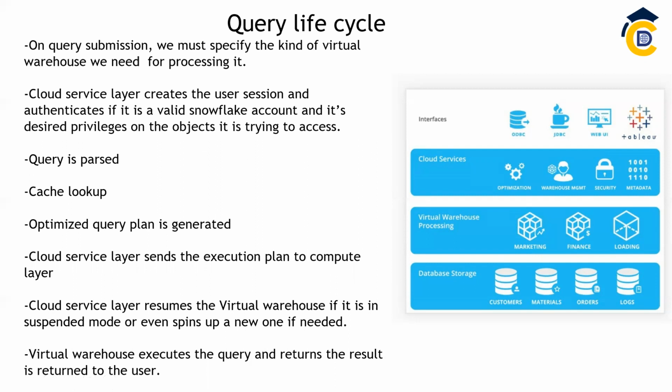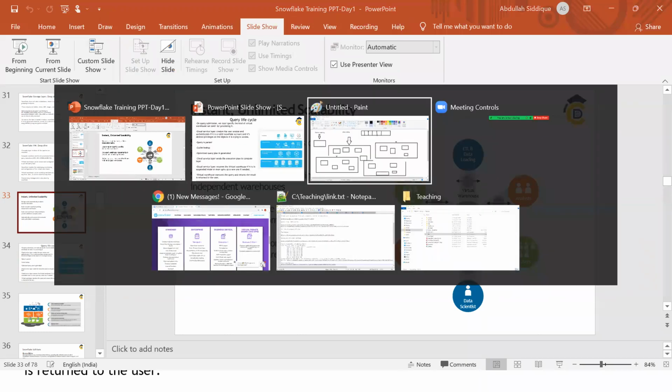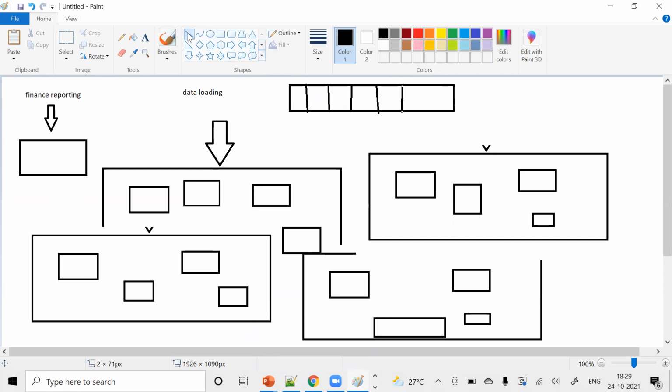So let's look at what a query lifecycle looks like. On query submission, we must specify the kind of virtual warehouse we need for processing it. Always remember, when you create your account and run queries, you will notice this. Suppose this query comes for execution. It has to know which virtual warehouse is going to do my processing. Without that, your query will not run. So that is the first step: you should make the query aware of which warehouse it is going to use.